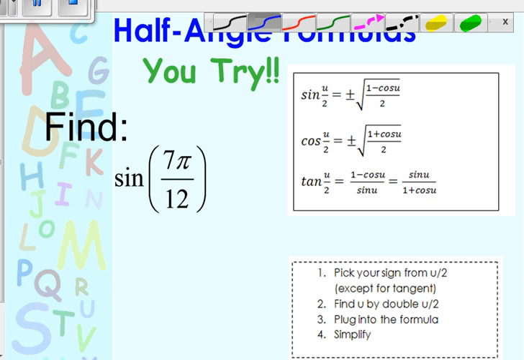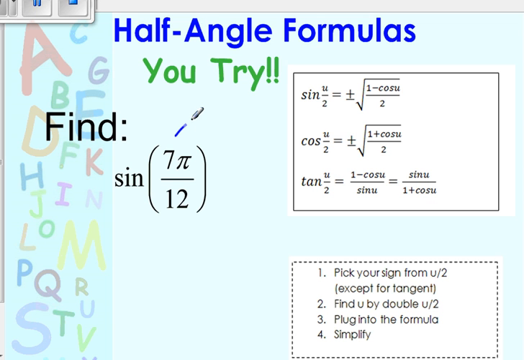Okay, so this next one is 7 pi over 12. Remember, pi over 2 is the barrier between quadrant 1 and quadrant 2. So that's 6 pi over 12. So this is actually in quadrant 2, but this is sine, so sine in quadrant 2 is still positive. Okay, so we're going to do sine of 7 pi over 6, because I multiplied that by 2, divided by 2.